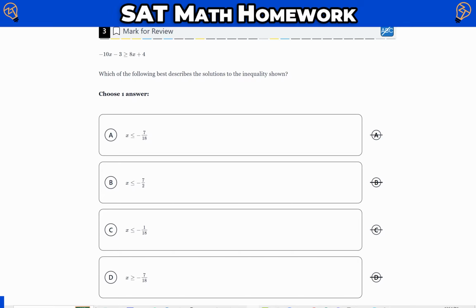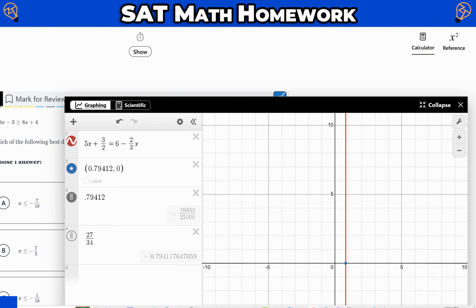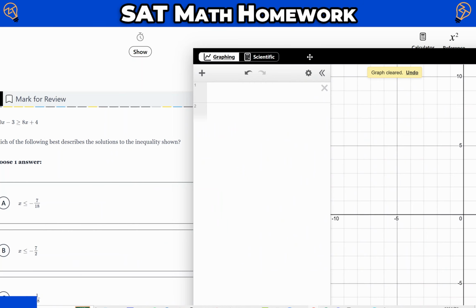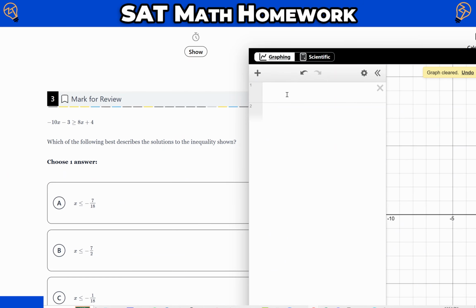So I'm going to show you first and foremost my recommended approach on this one, which is just going right into Desmos. So let's do so. If we have any previous information there from a past question, we'll go to the gear icon, delete all, and then let's go ahead and type this in. So we see negative 10x minus 3.